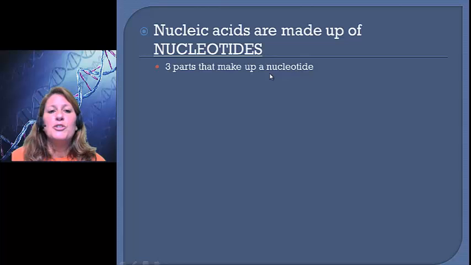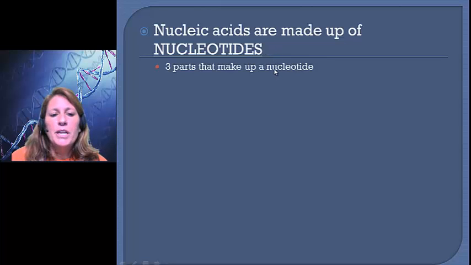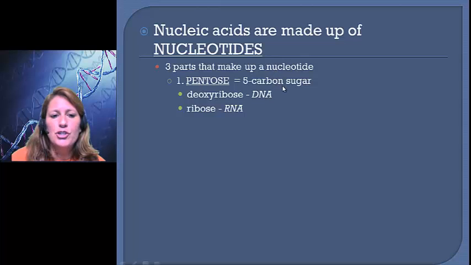So nucleotides make up nucleic acid. Nucleotides are the building blocks of a nucleic acid, or the building blocks of DNA and RNA. There are three parts or components that make up a nucleotide. The first one is a sugar. Notice the OSE on the end, that indicates a sugar. Pentose: pent means 5, so it is a 5-carbon sugar, just like our hexose earlier. Now, depending on the molecule, RNA or DNA, they have their own sugar.